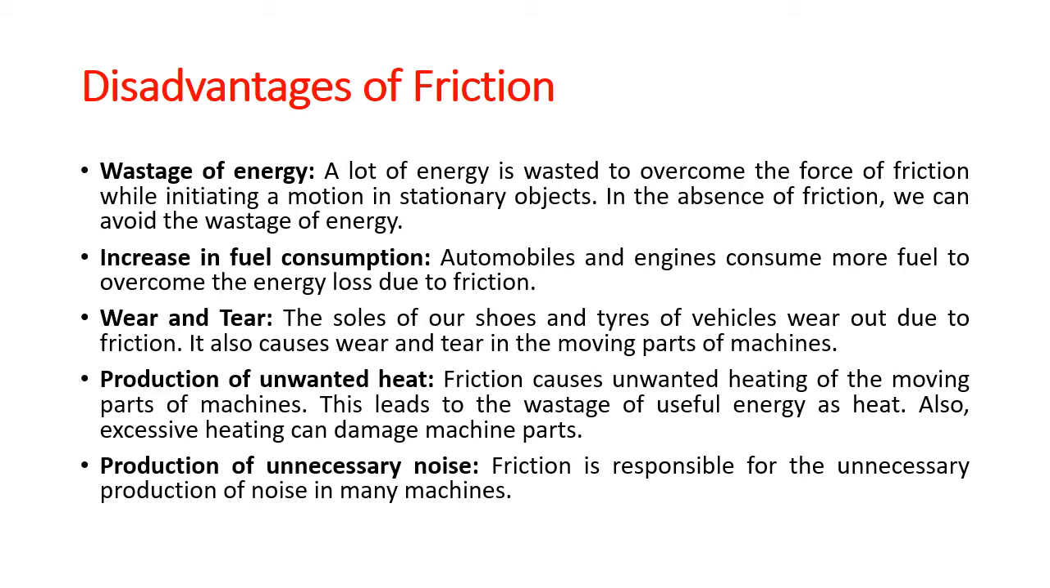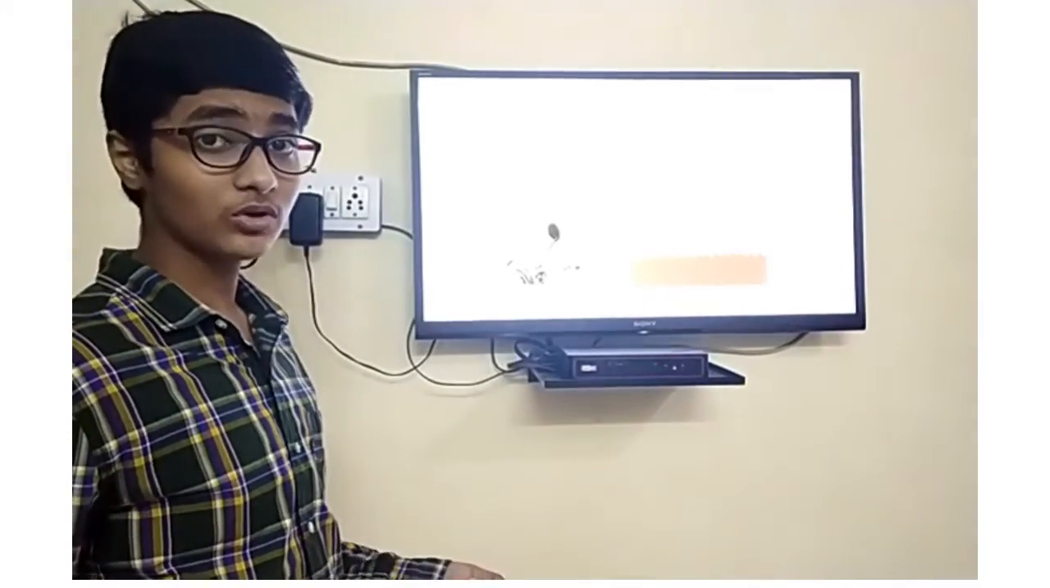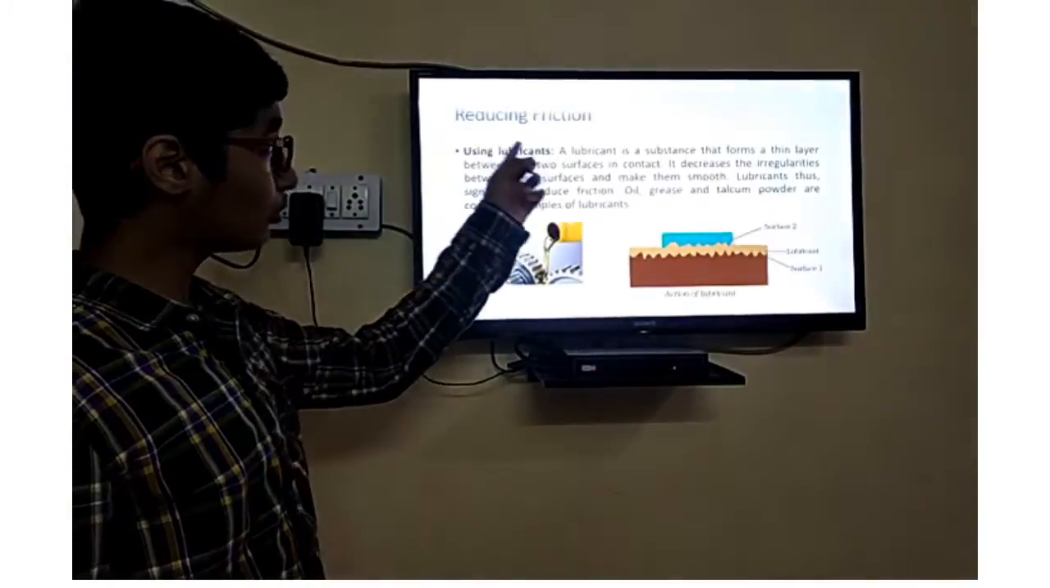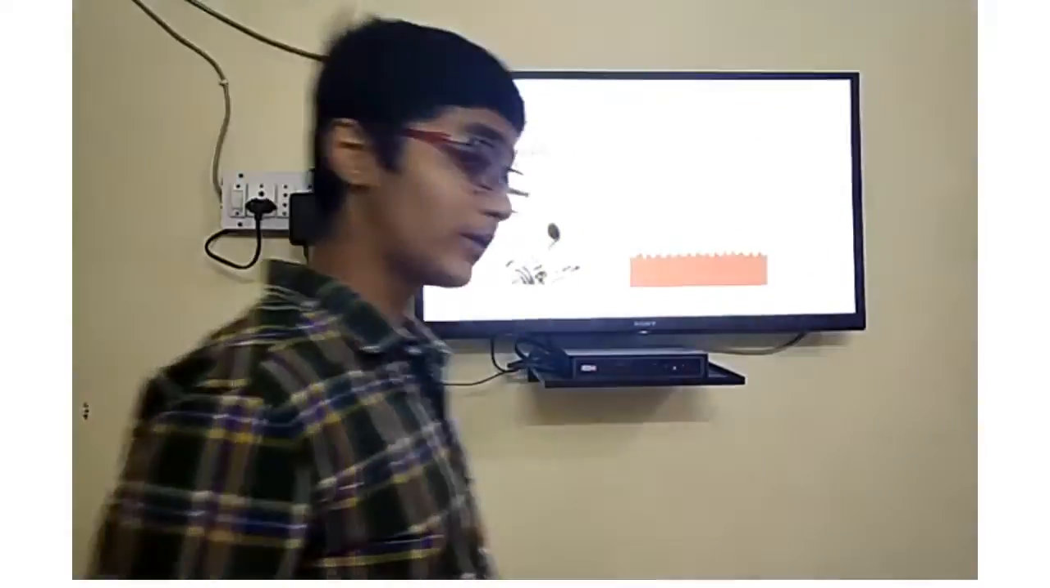Friction is responsible for the unnecessary production of noise in many machines. We have already studied what is friction and types of friction. Now we are going to study how to reduce friction and methods to reduce friction. First method is by using lubricants.